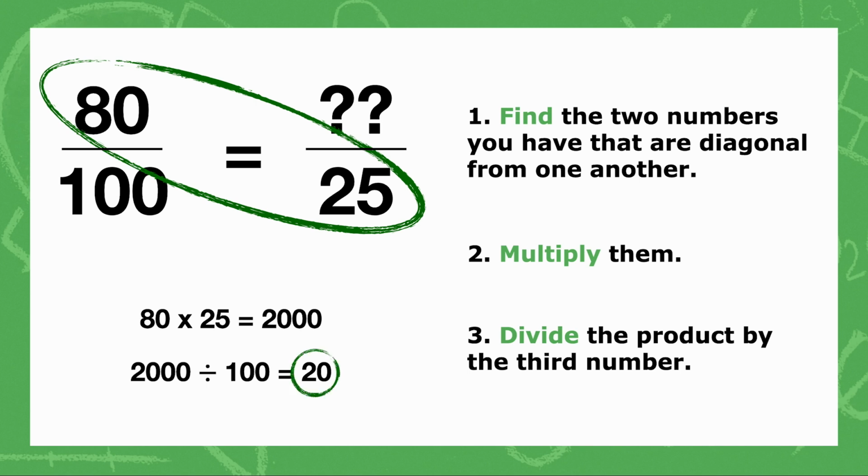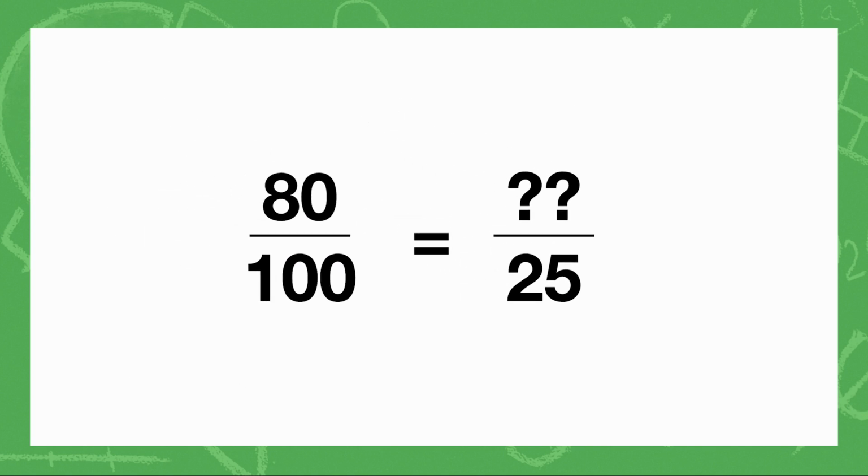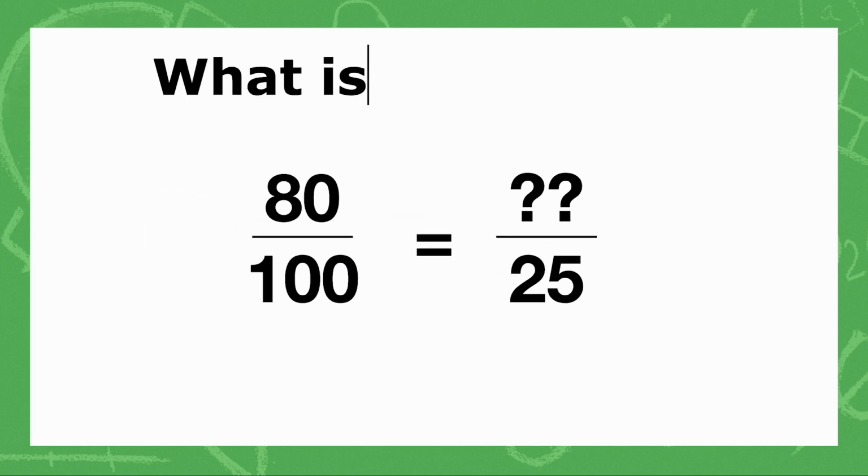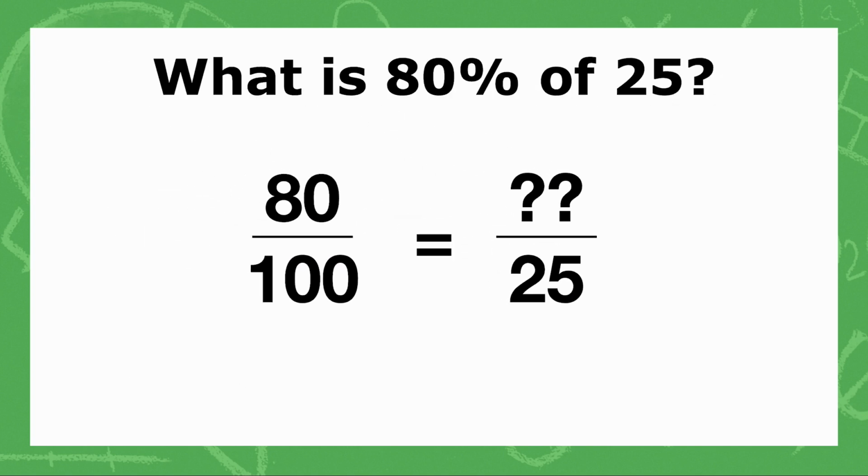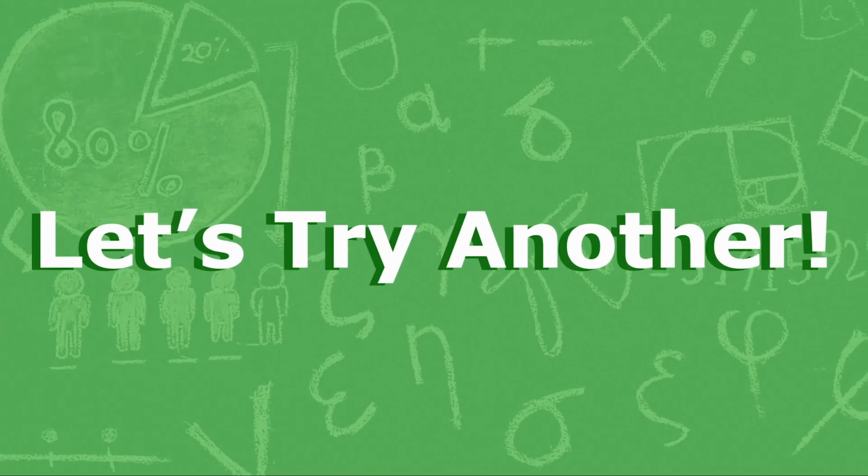20 is the answer to this percent problem. So if we go back to our question, what is 80% of 25? 20 is our new answer, and that tells us how many questions we got correct out of the 25 on our science test. Let's try one last example.